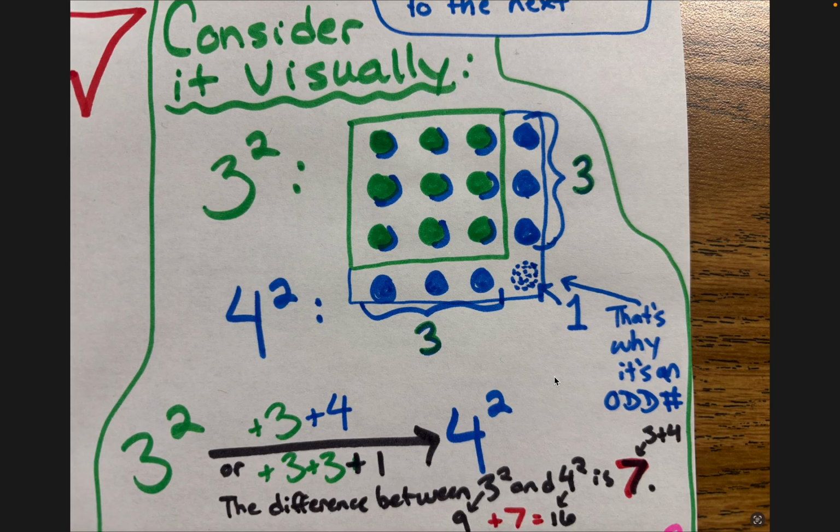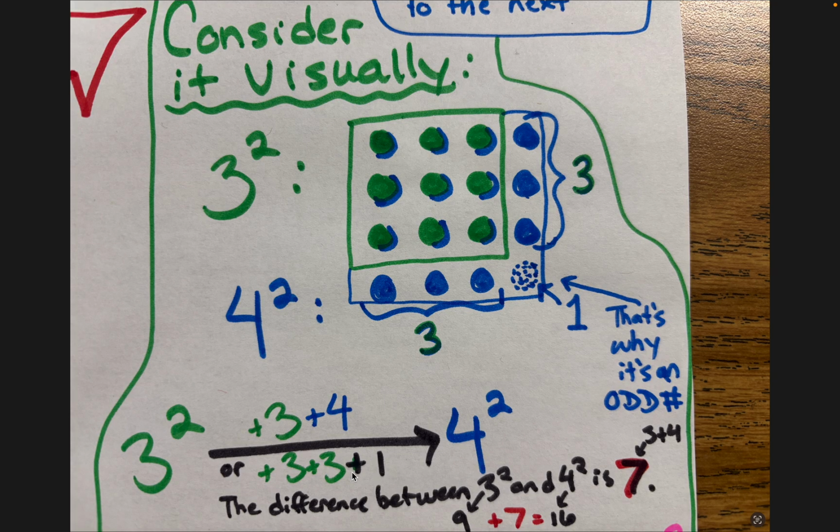So moving forward, we can view this as: the way you get from 3 squared all the way to 4 squared is by adding 3 on the bottom and 3 on the right, and then 1 more in the corner. That's looking at the stuff underneath my arrow.